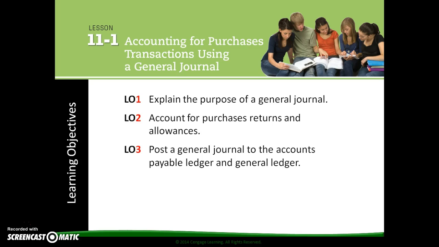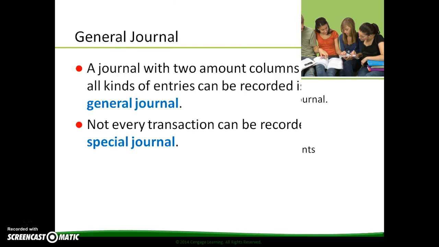Chapter 11 deals with accounting for transactions using a general journal, and Lesson 1 in Chapter 11 deals with accounting for purchases transactions using a general journal. So the three objectives of this lesson: explaining the purpose of the general journal, accounting for purchases, returns, and allowances, and then also posting the general journal to the accounts payable ledger and then to the general ledger.